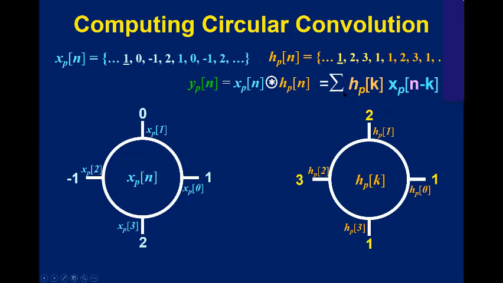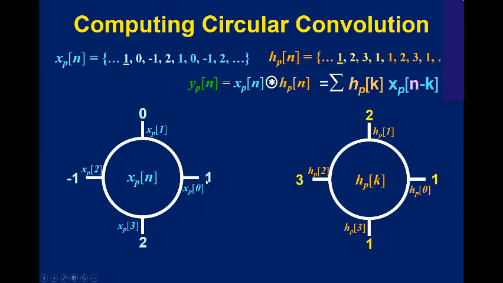For convolution, we need to change the argument of our functions to k. Well, that's just substituting the variable. It doesn't change the numeric values at all. For one of the two functions, we get to choose which one we want to do it with. We're going to do it with x this time. I need to reverse it because of the minus k and then shift it by n.